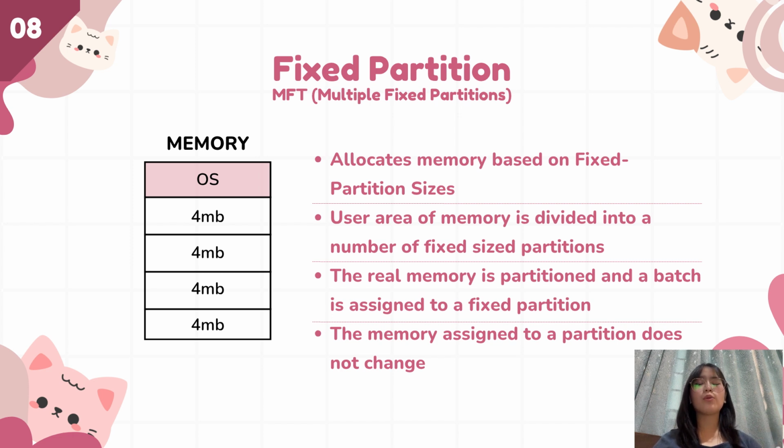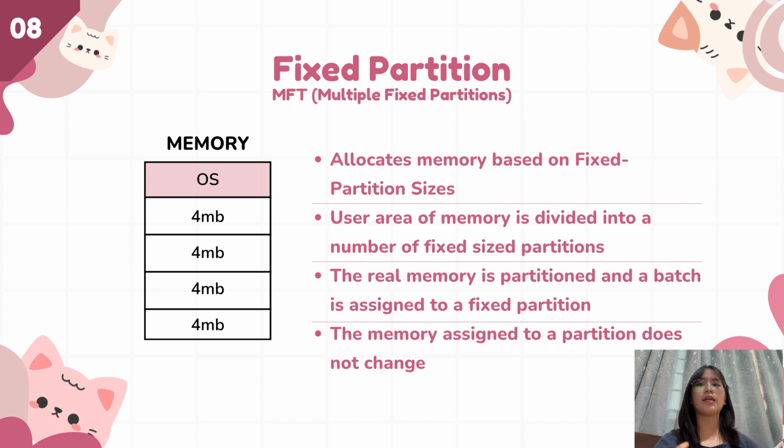Now, whenever we allocate a process, it should fit exactly or be smaller than the size of our partition. So if the partition size is 4 MB, the process that we load into it should also be 4 MB or less. This is because in fixed partitioning, memory allocation is contiguous, meaning it must occupy one whole partition. We cannot split a partition or a process between two partitions.